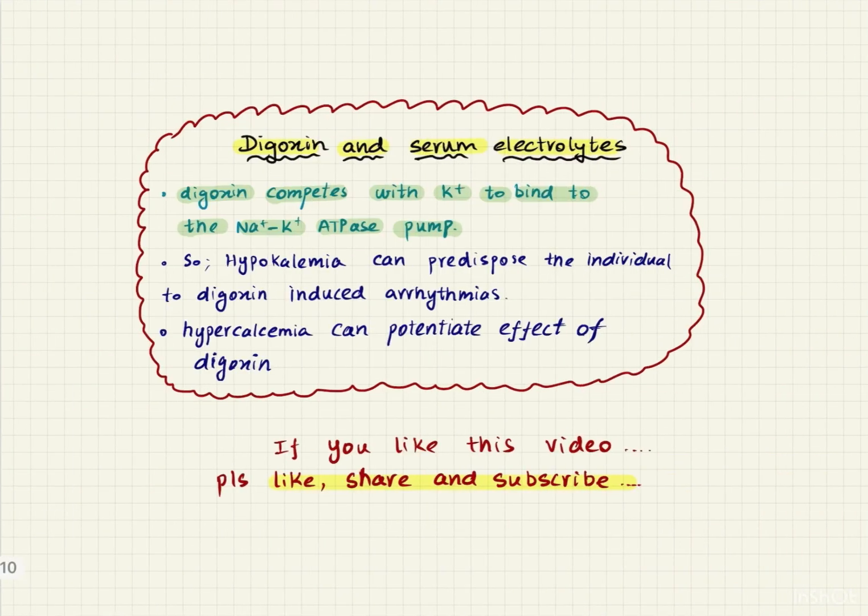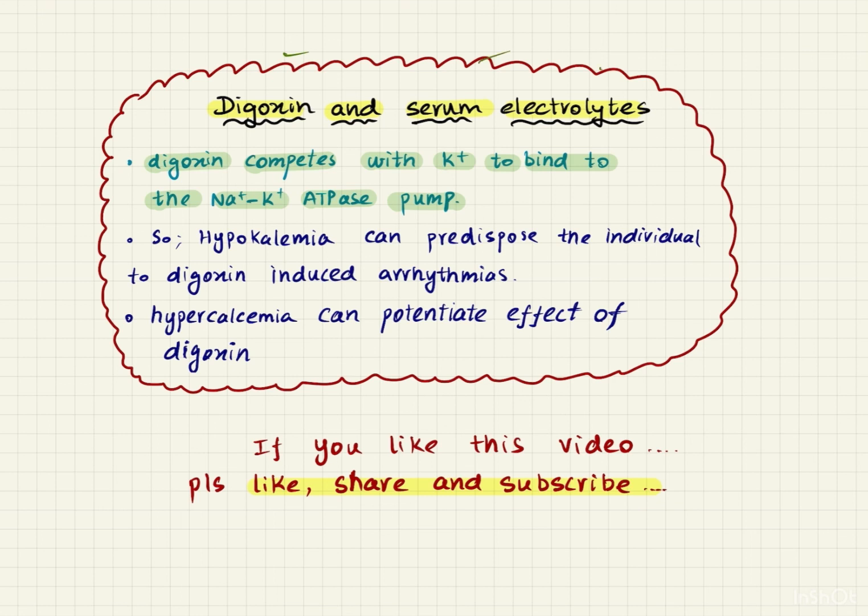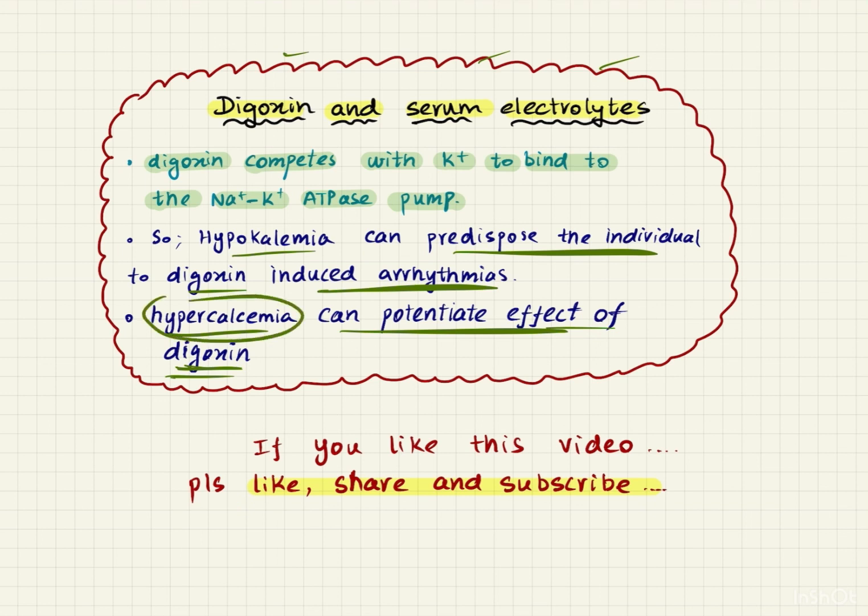Finally, what is the relationship between digoxin and serum electrolyte levels? We have to understand that digoxin blocks the sodium-potassium ATPase pump. Digoxin competes with potassium to bind to the sodium-potassium ATPase pump. Because of this, hypokalemia can predispose the individual to digoxin-induced arrhythmias. Another point to note is that hypercalcemia can potentiate the effect of digoxin, because digoxin increases the calcium concentration inside the myocyte, and hypercalcemia can just potentiate this effect. So this is about digoxin and the serum electrolyte levels.